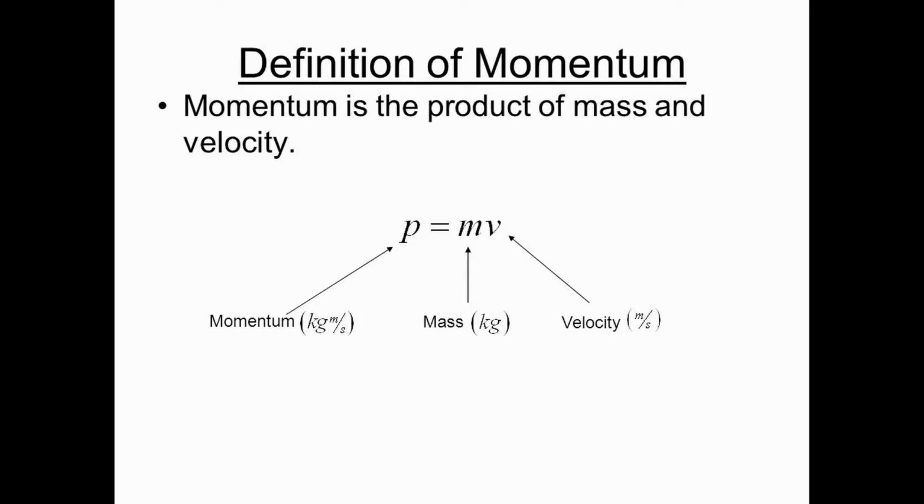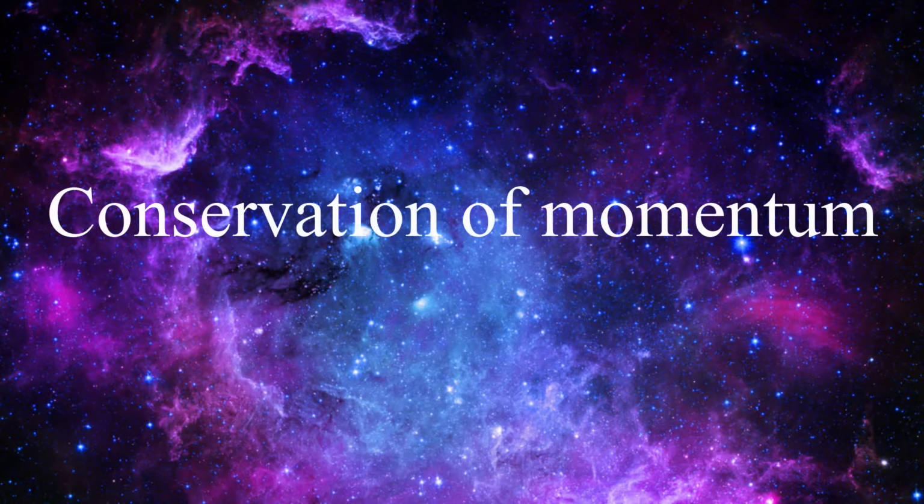As velocity is a vector and it's being multiplied by mass, which is a scalar quantity, momentum is a vector, meaning it has both magnitude and direction. The conservation of momentum states that the total momentum before a collision is equal to the total momentum after a collision, given that it occurs within a closed system, meaning there's no external forces acting on the objects.